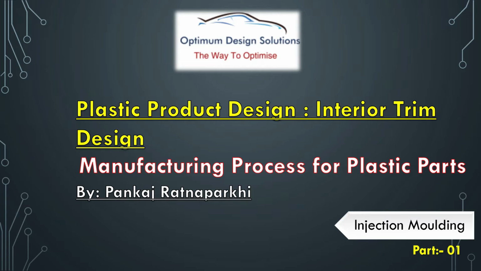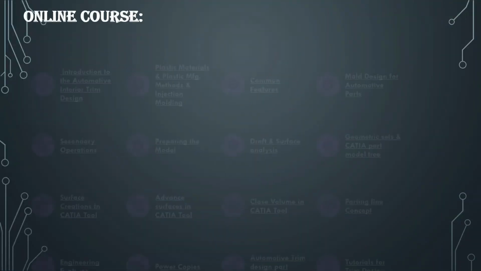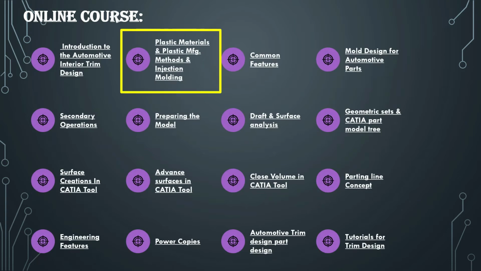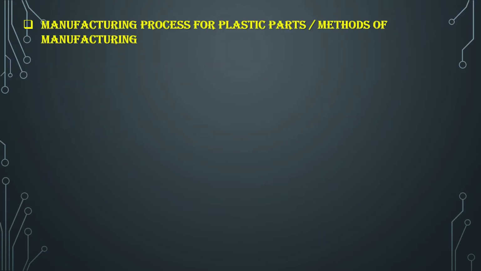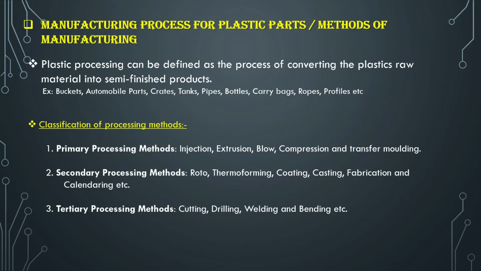So today we are going to discuss the different manufacturing processes for plastic parts, and in that we will discuss injection molding in detail. This is our course content, and we are at plastic materials, plastic manufacturing methods, and we are discussing injection molding. So without wasting time, we'll start the discussion on the different manufacturing processes for plastic parts.